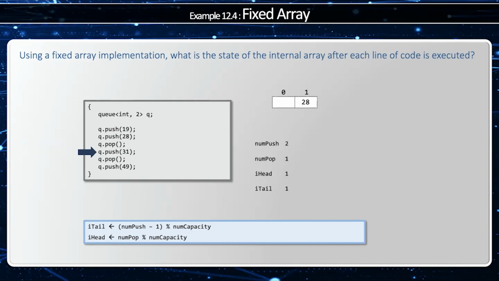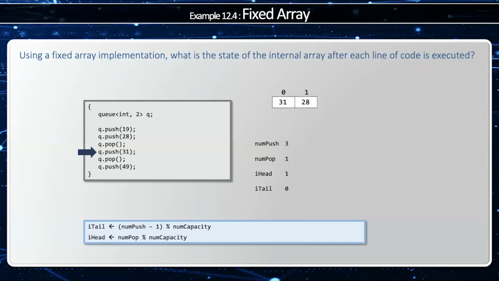Now I'm going to push 31. Where is it going to go? Well, it must go in slot 0, and let's find out why. Now num push equals 3, and now let's compute tail. 3 minus 1 is 2. 2 mod num capacity, which is 2, is 0. And my head is in slot 1. And why? Because I have 1 pop so far. 1 mod num capacity, which is 2, is still 1.